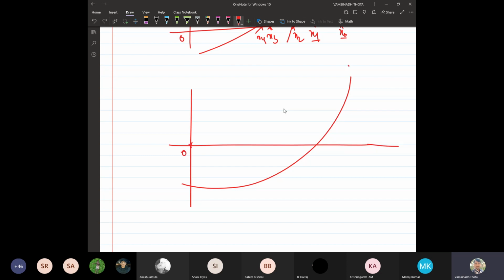This is 0. This is y is equal to f of x. This is the exact root, as you can see from the graphical method. So let us have this as the initial approximation, and this is the another approximation, x1. Now, as you can see, this is f of x1, which is positive, and this is f of x2, that is negative.